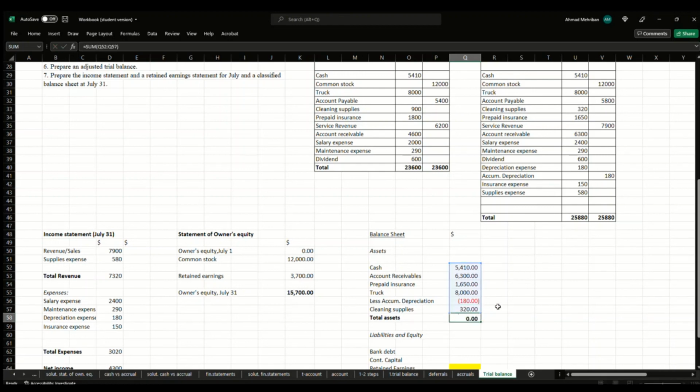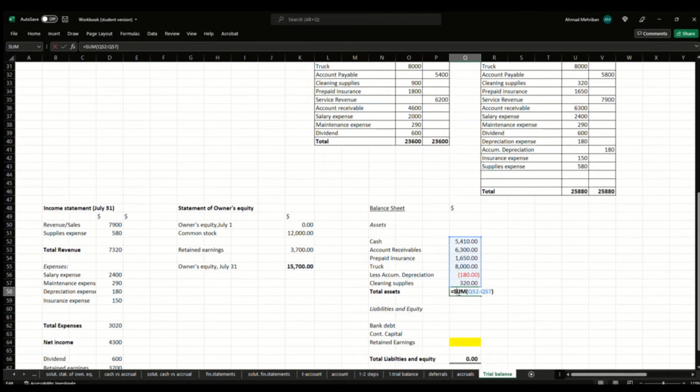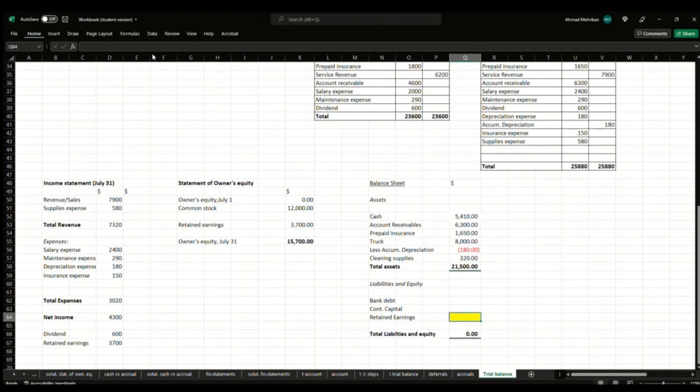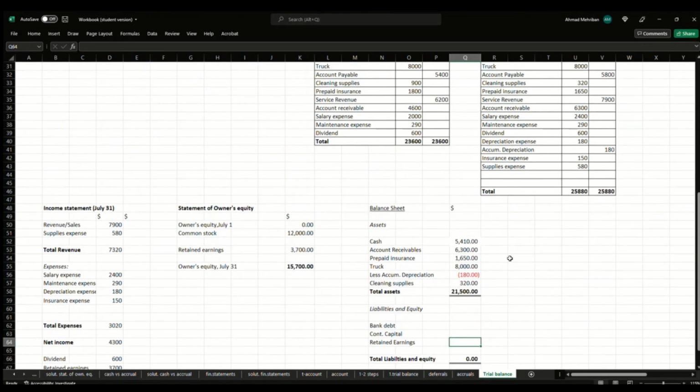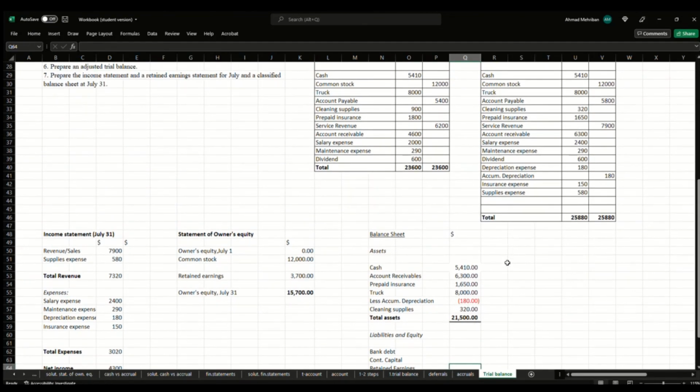And what else? Cleaning supplies, prepaid insurance, service, no. Receivables I put in there. This is expense accounts, has nothing to do with us. And that's it. The rest, expense and accumulated depreciation, I've already accounted for. So this should be a correct balance for the total assets. And hopefully we will have the same amount at the liabilities and equity. Otherwise, I have to search for that mistake that I made.